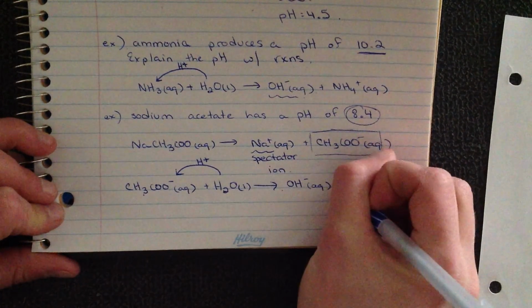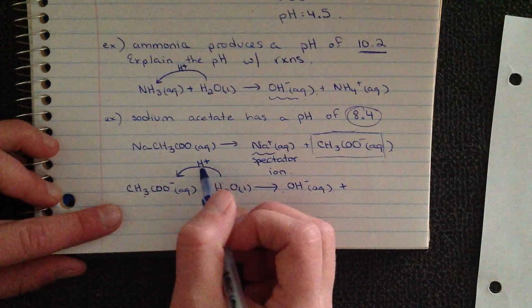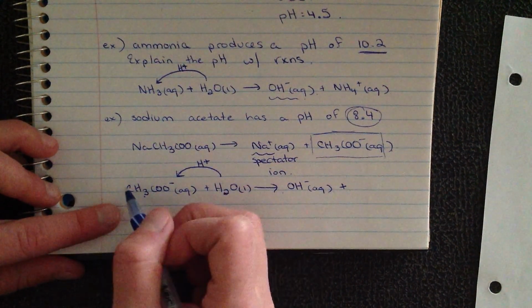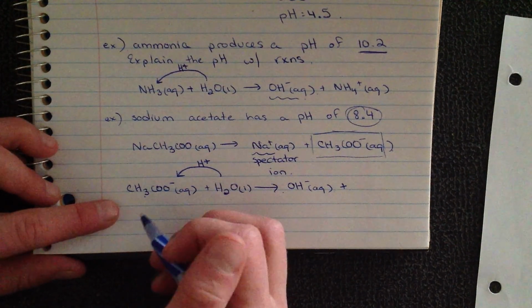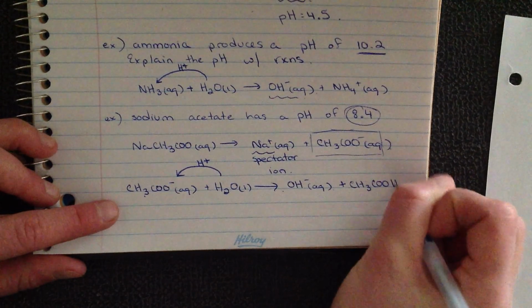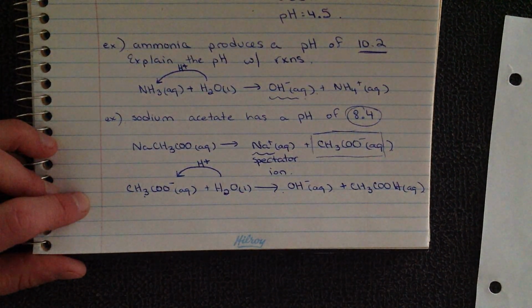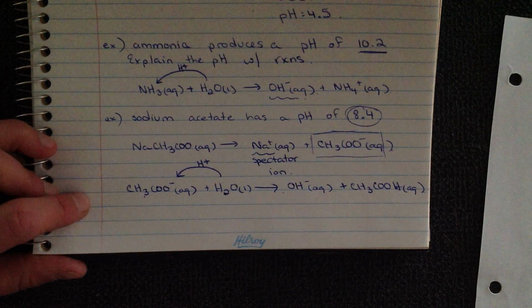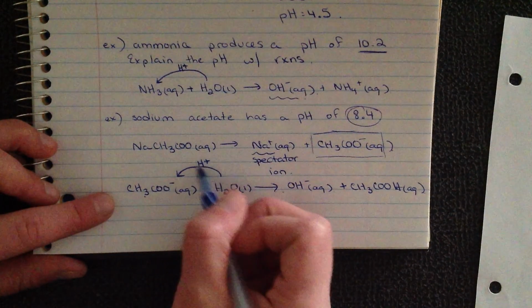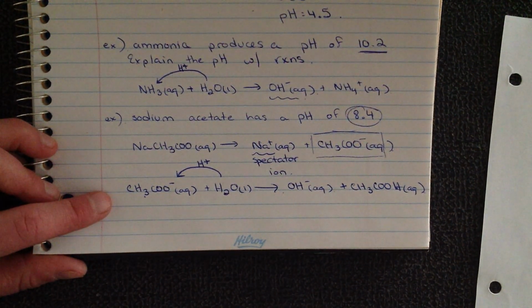So the other substance, once that hydrogen gets its way over here, the hydrogen positive 1 and the CH3COO negative 1, what are they going to produce? Acetic acid. No charge, right? Because if it takes on a hydrogen positive and it combines with a negative 1, it's going to be neutral.